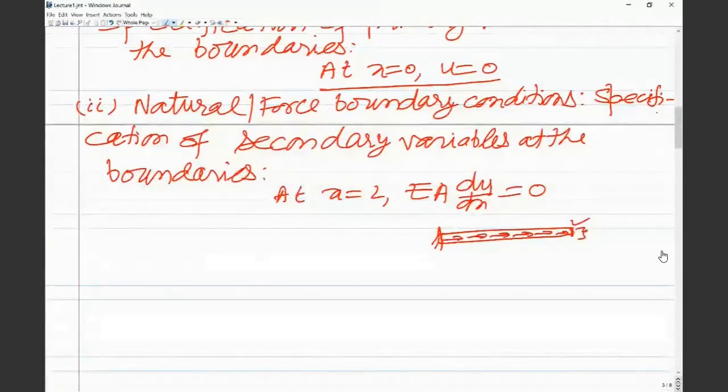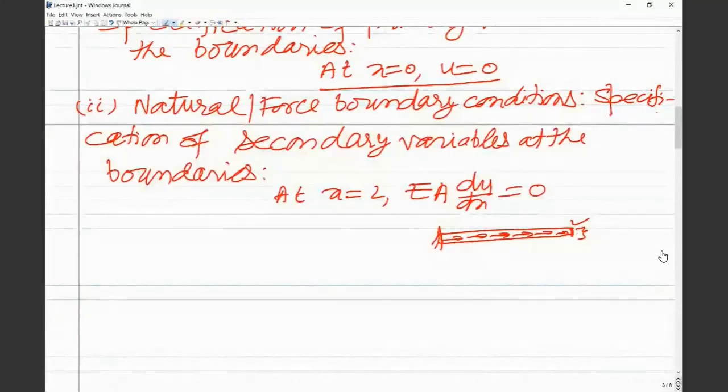Sir, at x equal to L, the force will be q into L, no? No, that will be at x equal to 0. At x equal to 0, the force is going to be q into L, and at x equal to L, the force is 0.